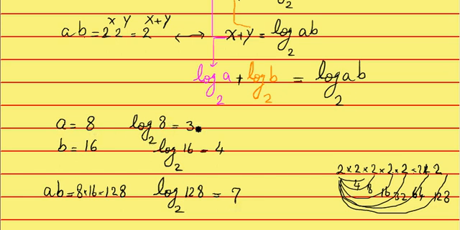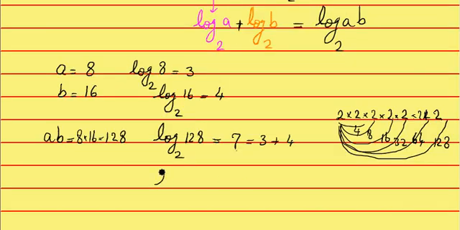Logarithm of 8 in base 2 was 3. Logarithm of 16 in base 2 was 4. Logarithm of 128 in base 2 is 7. What does 7 have to do with 3 and 4? Well, let's just sum up those two. So logarithm of 128. 128 itself was 8 times 16. This 3 was a logarithm of 8 in base 2. 4 was logarithm of 16 in base 2. You add them and you get the same answer as you have on the other side.